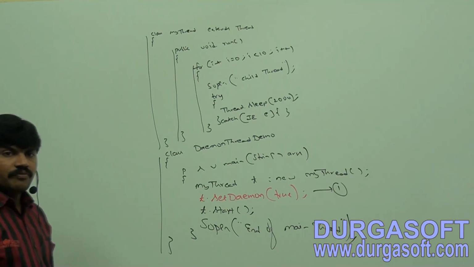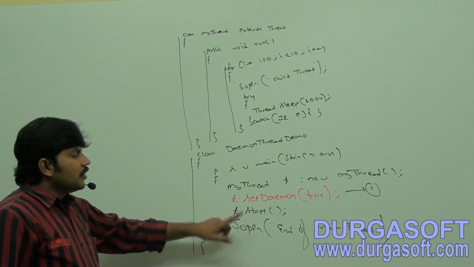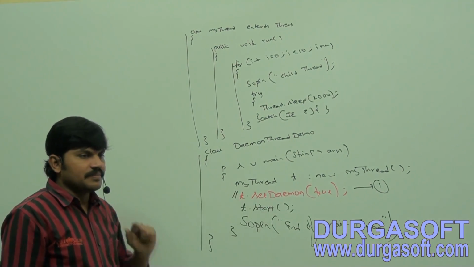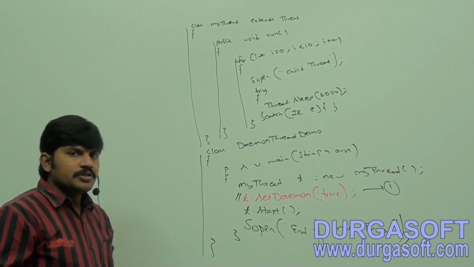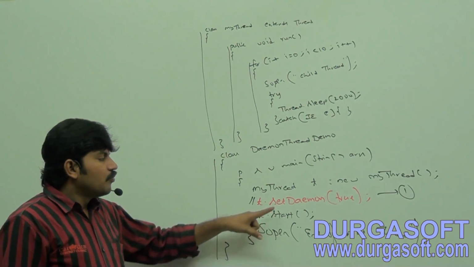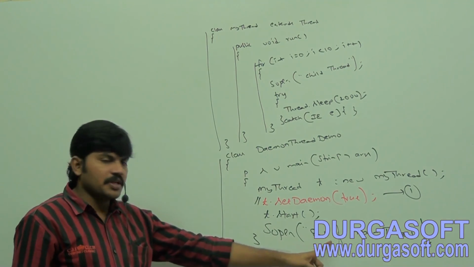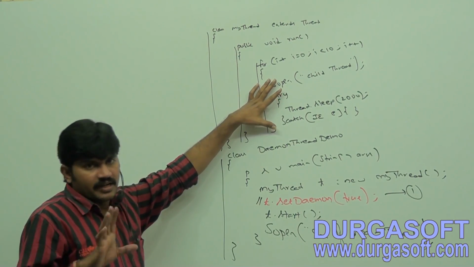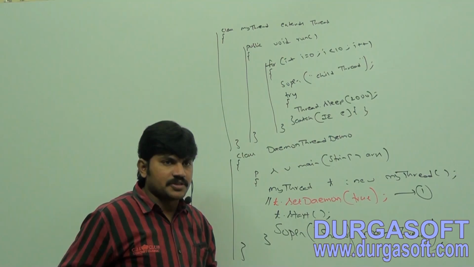Now take special care about this. If I comment this line, is the main thread Daemon or non-Daemon? Non-Daemon. Is the child thread Daemon or non-Daemon? Non-Daemon. Both threads will be executed until their completion. After end of main thread, the child thread can continue, 10 times.